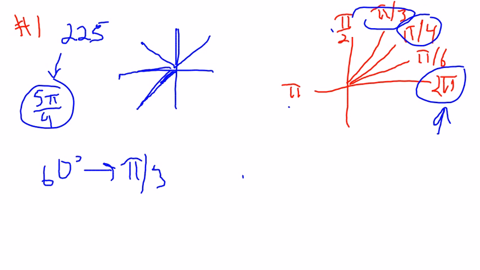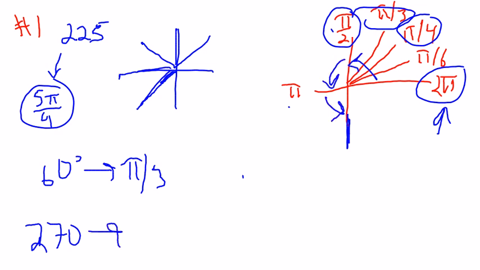Alright, next one, I got 270. I need to change that over. You should know that that is down here. So I'm just going to count in pi over 2's. So I got 1 pi over 2, 2 pi over 2, 3 pi over 2. So that is 3 pi over 2. And that's that. The rest of them will also be online under different names.